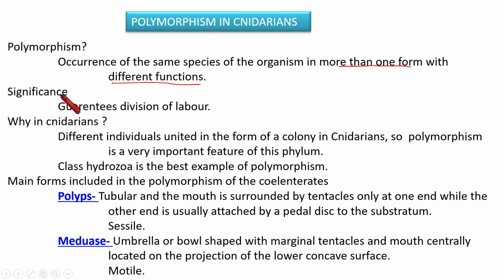Then what is the significance? Significance is the same thing. It guarantees division of labor.